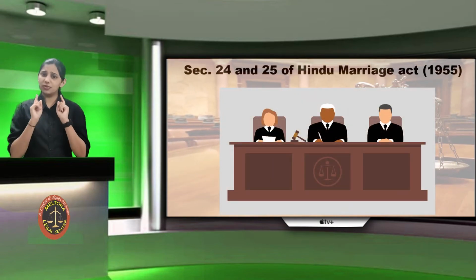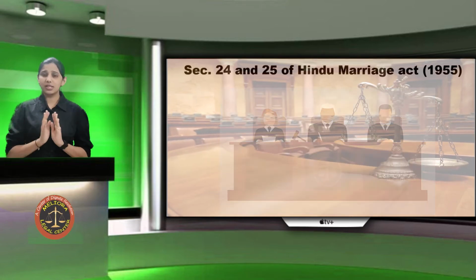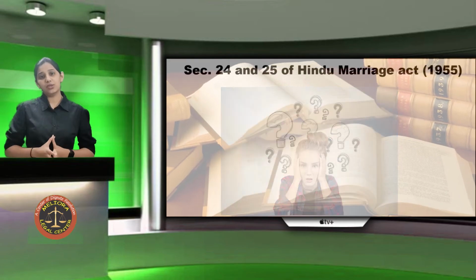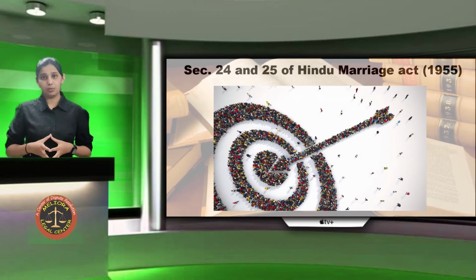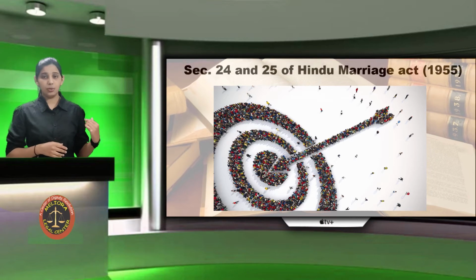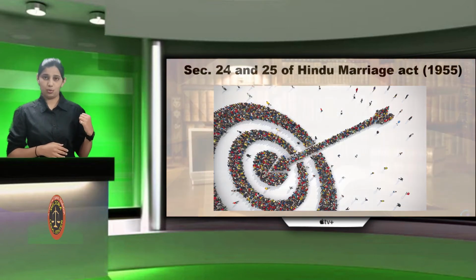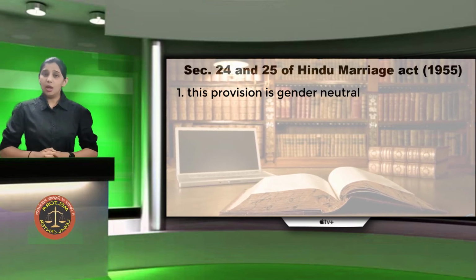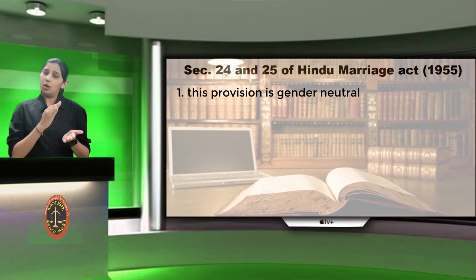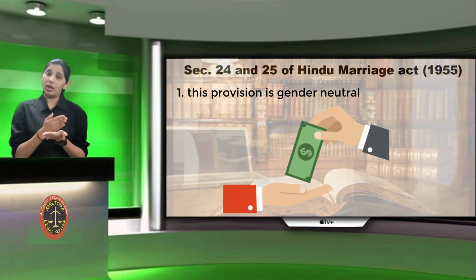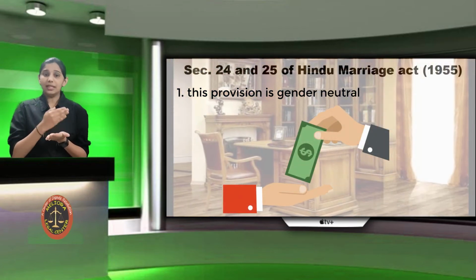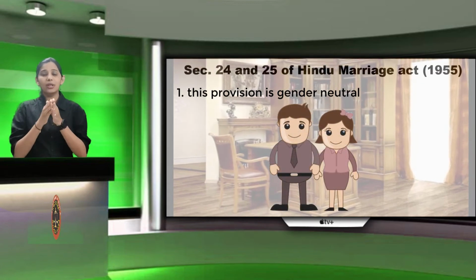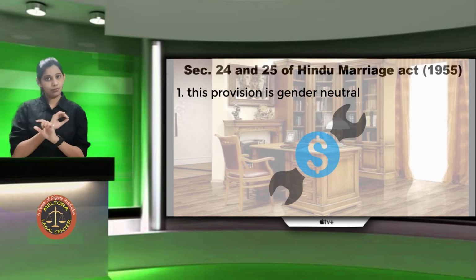I believe because of this complex language, most of you must have been confused. But don't worry, I'll simplify it. In this definition, you need to pay attention to the following points. The points will be displayed on the video. You can note them down if you want. The first one is, the provision is gender neutral. The one who is dependent will receive the financial support and the one who is earning will pay the maintenance. So it could be husband or wife, whoever is dependent will get the maintenance.